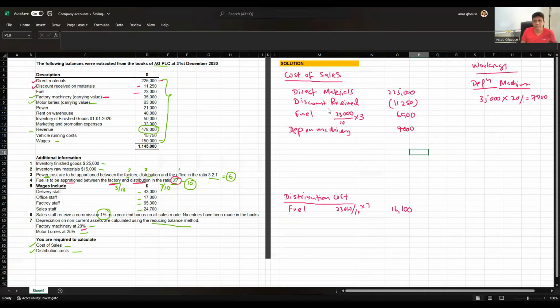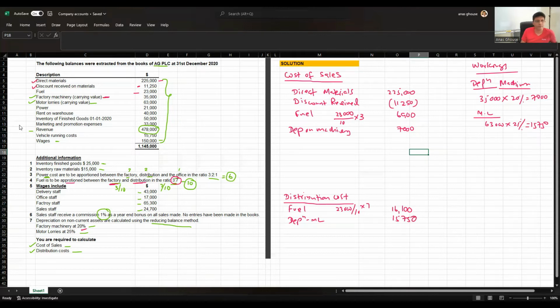However, the motor lorries depreciation should be calculated on 63,000 times 25%. 63,000 is the written down value. On that, 25% is 15,750. So that should be under distribution cost. So you can say depreciation of motor lorries, how much?